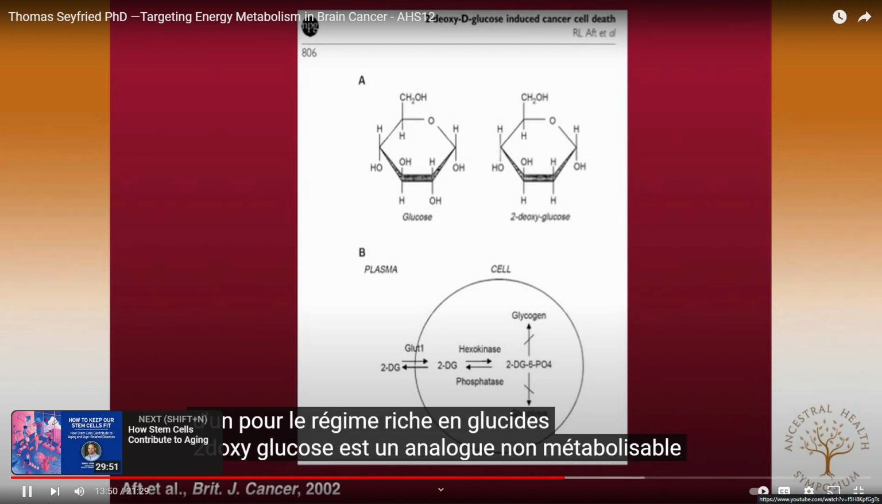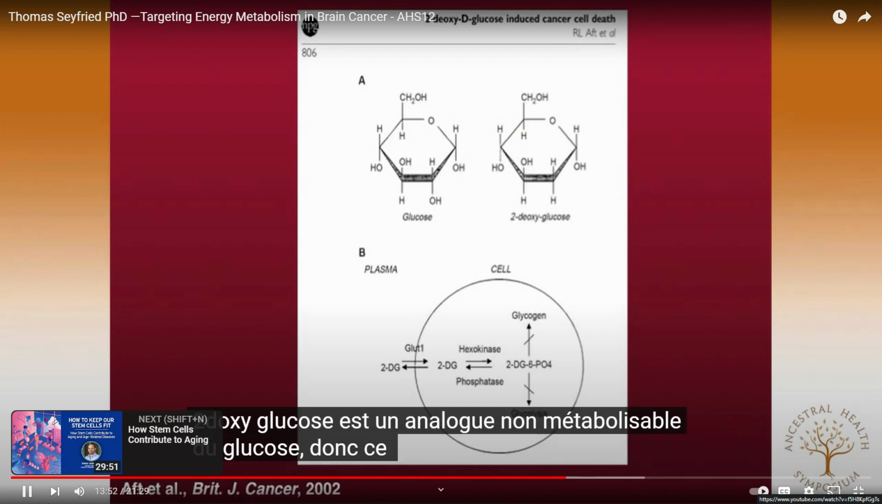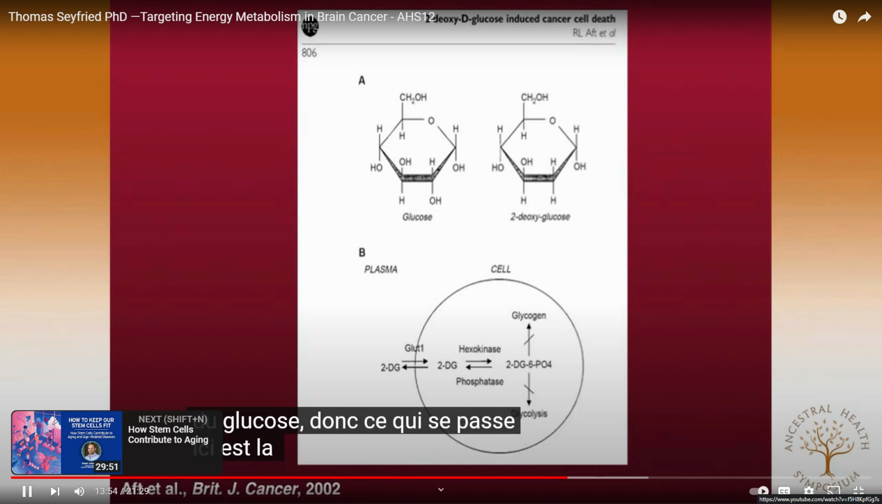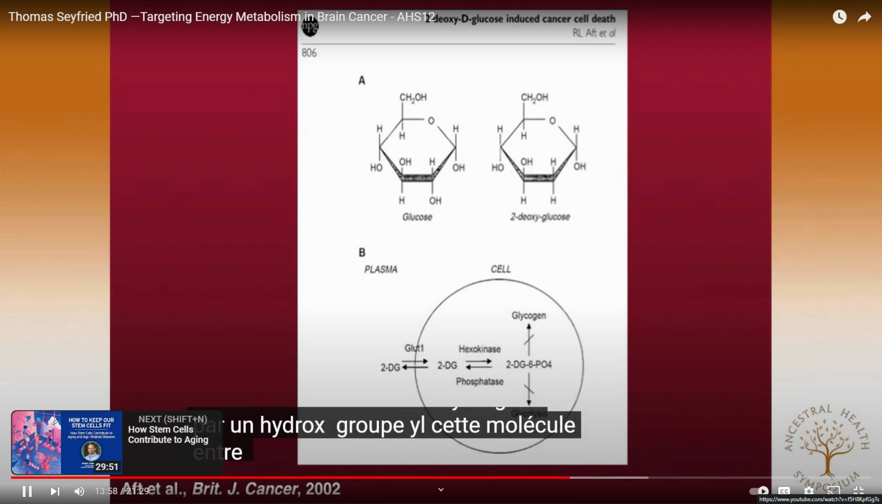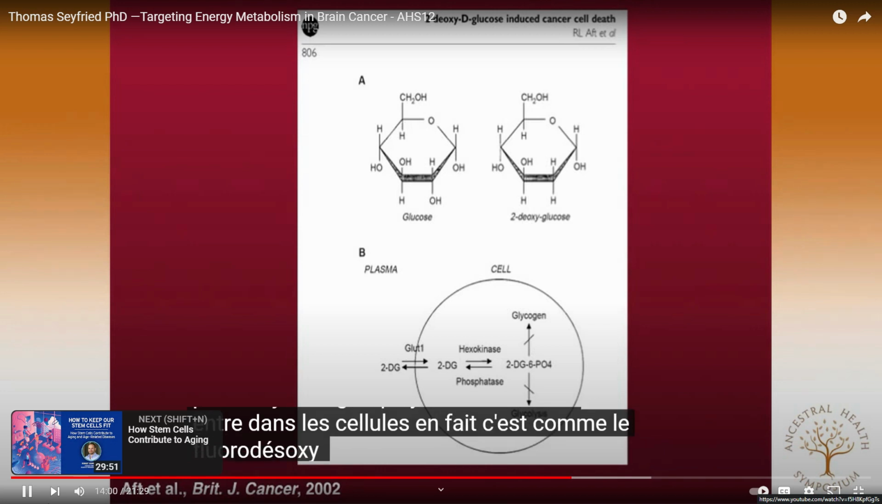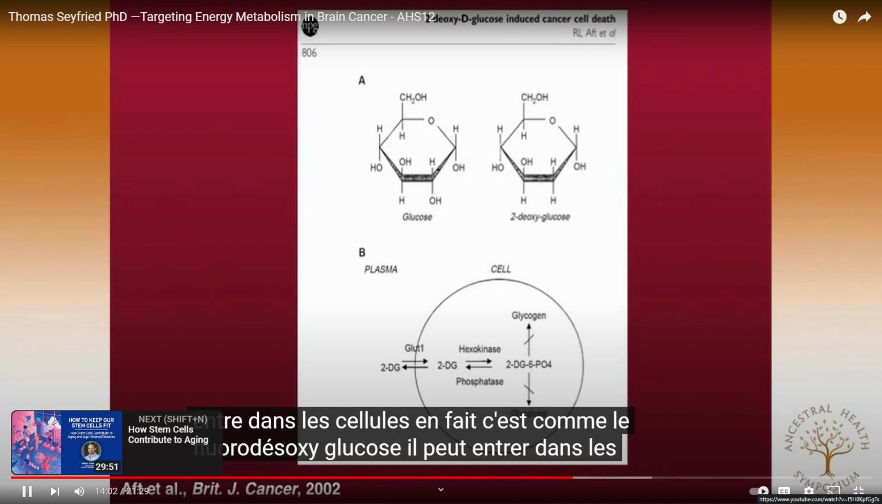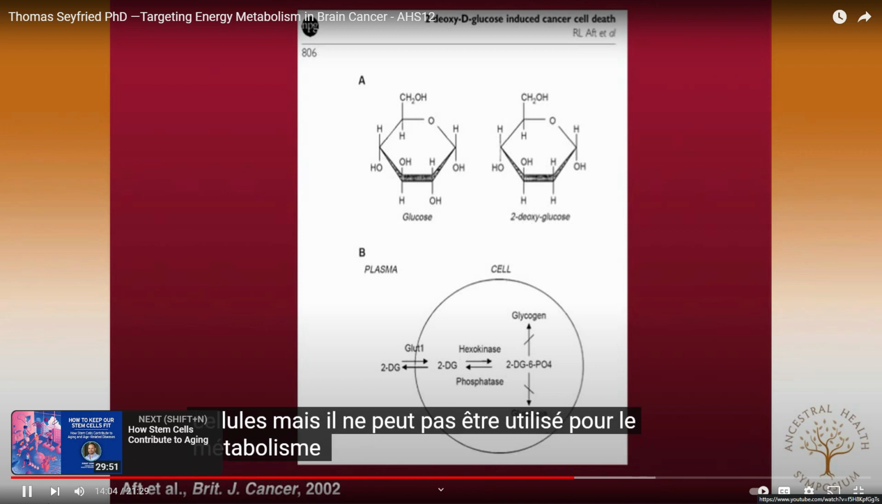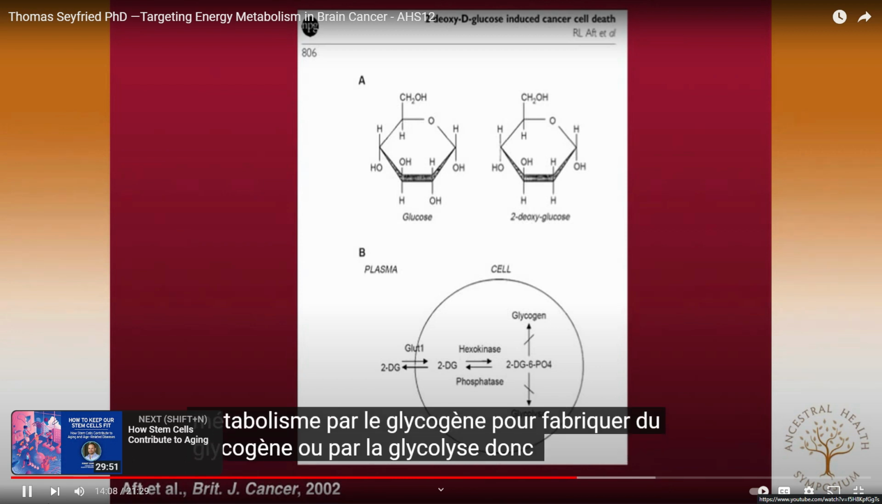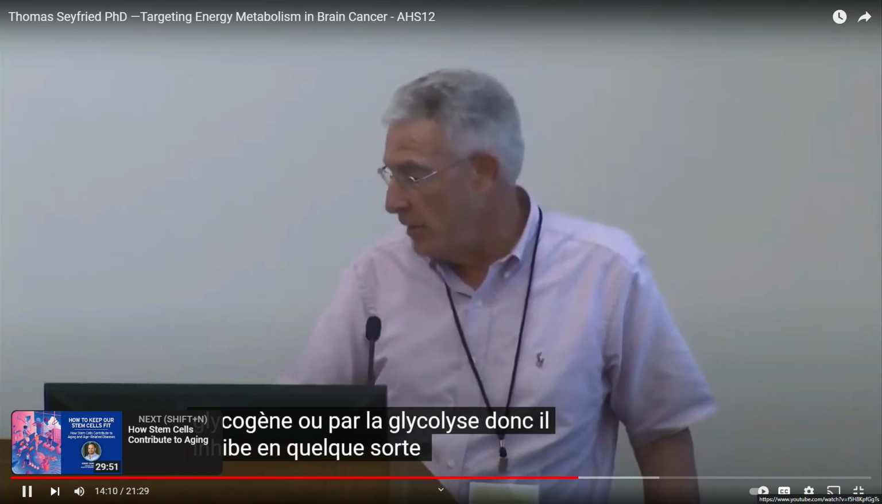2-deoxyglucose is a non-metabolizable analog of glucose. What happens is a substitution of hydrogen for a hydroxyl group. This molecule enters into the cells. In fact, it's like fluorodeoxyglucose. It can go into the cells, but it cannot be used for metabolism, to make glycogen or through glycolysis. So it inhibits the energy metabolism.